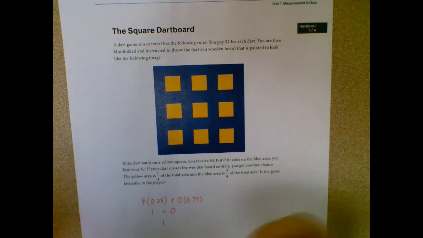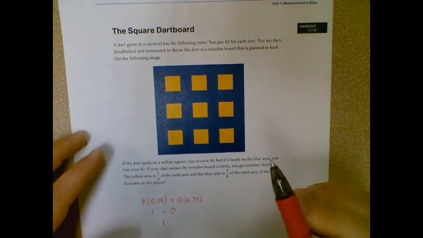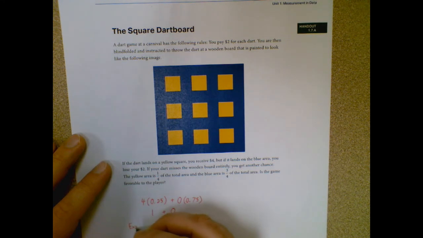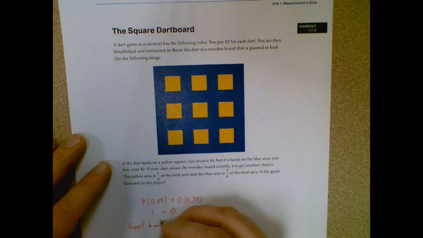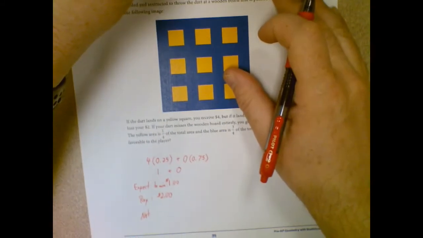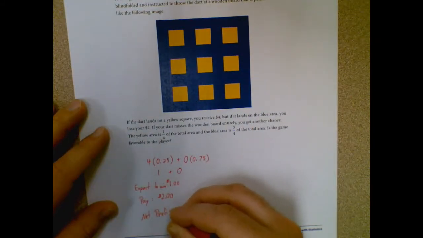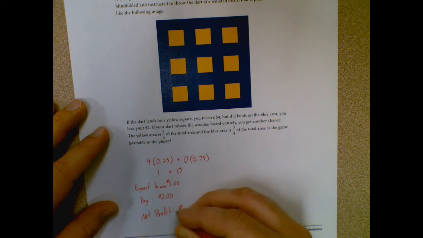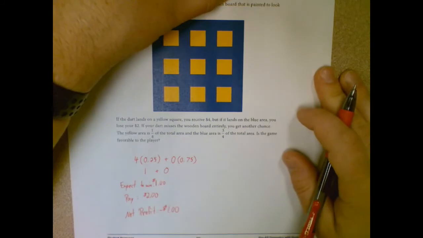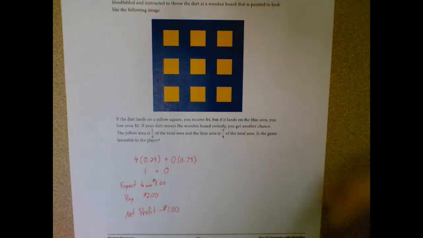But this seems initially great. But we had to pay $2 to play, right? So this is what I would expect to win, right? Is my $1. But since I have to pay $2, my net profit, move my camera down a little bit here, sorry. My net profit is actually negative $1. I'm losing $1 on average each time I play.